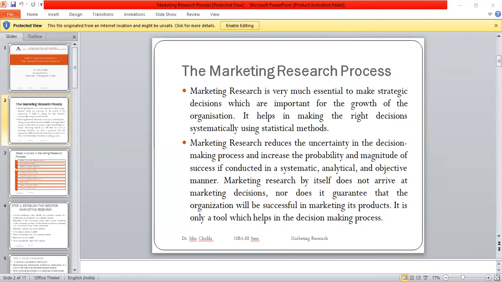Marketing research process. If we talk about marketing research, we have already seen there are a number of strategic decisions which are very important for the growth of the organization. It helps in making the right decision systematically using statistical methods. I have already shared some statistical methods with you, like correlation and regression. So basically, we follow some statistical tools to generate data so that we can come to a conclusion.